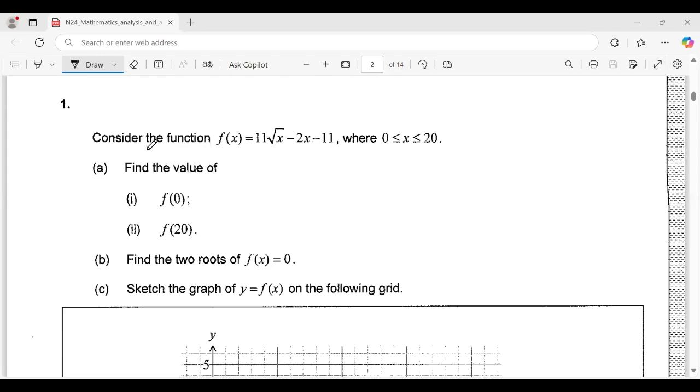Consider the function f(x) = 11√x − 2x − 11, where x is in the interval 0 to 20. Find the value of f(0) and f(20).